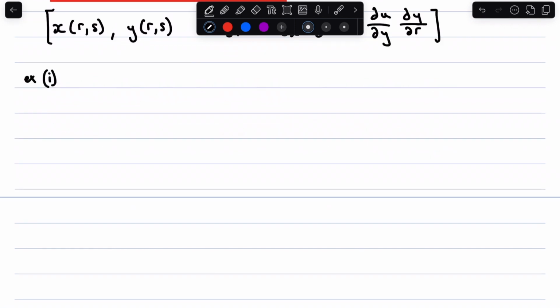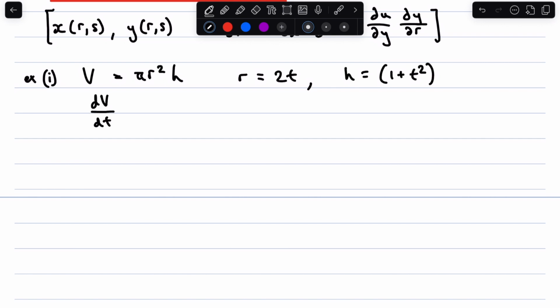So if we just think of an example, we could say some volume v of a cylindrical box of radius r and height h is going to be equal to pi r squared times our height h. And if we just, let's say that r is a function of t and it's equal to 2t, and then h is also a function of t and it's equal to 1 plus t squared, then we can use our chain rule to work out what is dv by dt.